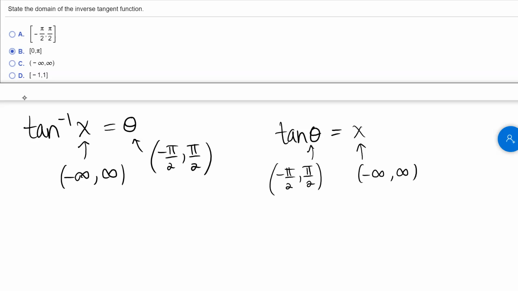So what is our answer there for that first one? I don't know why I put 0 to pi. It shouldn't have been. Our answer is going to be negative infinity to infinity. Everyone's invited to tangent's party.